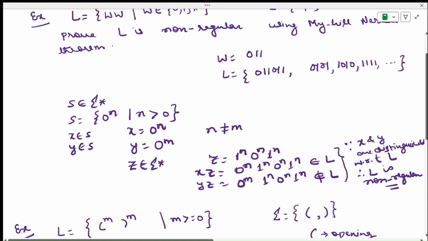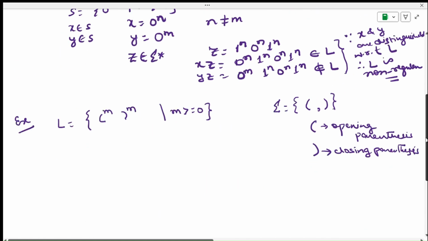Now take one more example. Suppose I have this language which has balanced parentheses. Open parenthesis raised to the power m, the number of parentheses has to be the same for every string in the language L. So start with finding an infinite subset of sigma star. We can clearly see what sigma star is. Sigma is open parenthesis and close parenthesis. There are two symbols in this set.